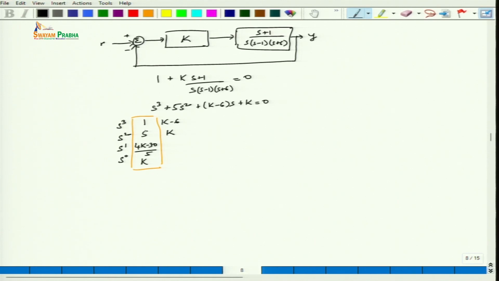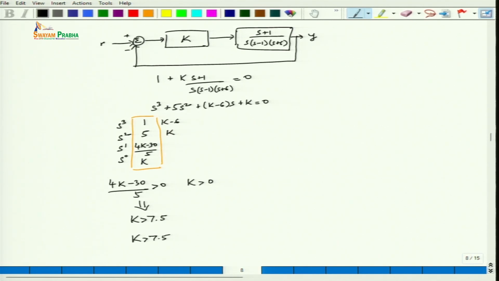So, basically 1 and here this 5 are positive. So, the condition is this (5k minus 30) by 5 should be greater than 0. Similarly, this last one k should be greater than 0. If we look at this condition, this turns out to be k should be greater than 6. And if we consider both these conditions, this condition predominates. So, basically if k is greater than 6, this system is basically stable.